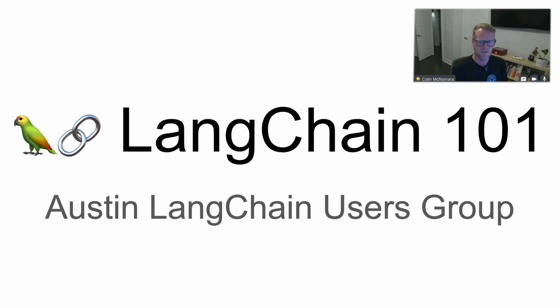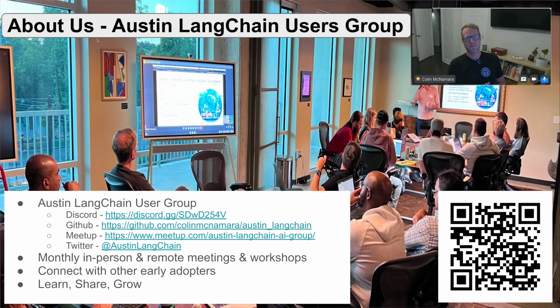Thanks, Catherine. Okay, so again, my name is Colin McNamara. I am the organizer of the Austin LangChain User Group. We are a group of LangChain enthusiasts based out of Central Texas in Austin, the coolest city in the world, if you ask us. It's more like adult summer camp. But it's full of really great people, really good hearts, really friendly, and a lot of fun things to do, including things like this. The Austin LangChain User Group is a group of users of LangChain, an AI middleware software that we're going to be going over some basics of how to use today.